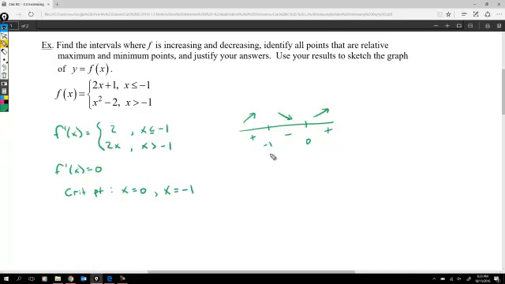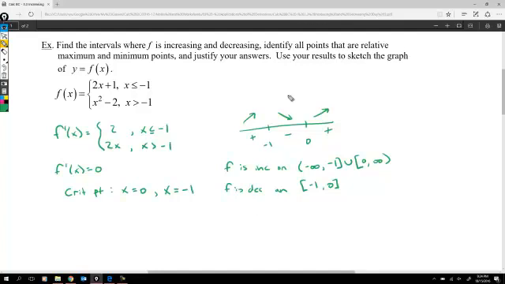So let's talk about where we're increasing. So I know that f is increasing from negative infinity to negative 1, union 0 to infinity. We can say f is decreasing between negative 1 and 0. And remember, it's not a huge emphasis on whether you use parentheses or brackets here. I'm using brackets in this situation, but you've seen me use parentheses before. The AP test will not count you wrong either way.